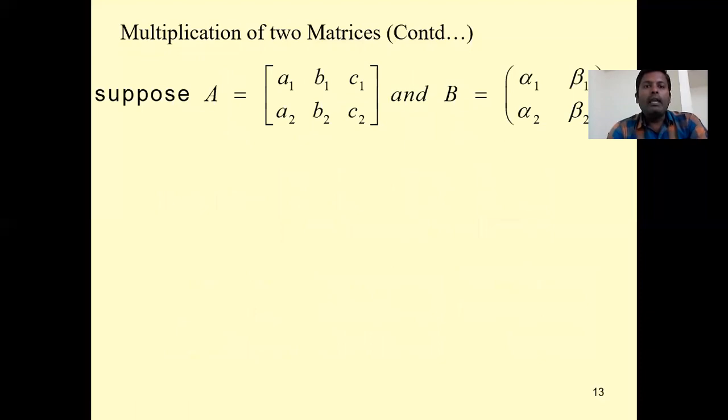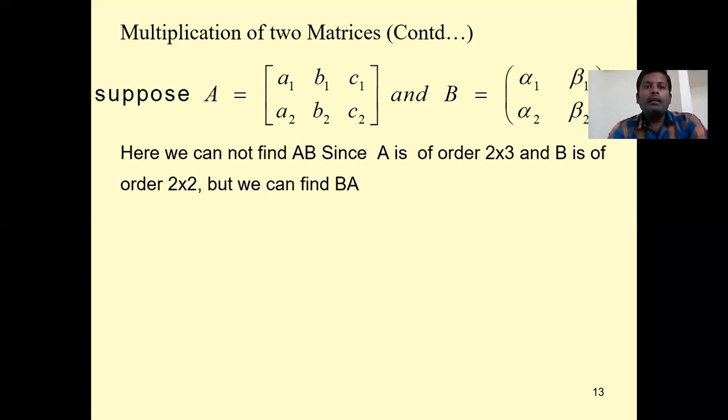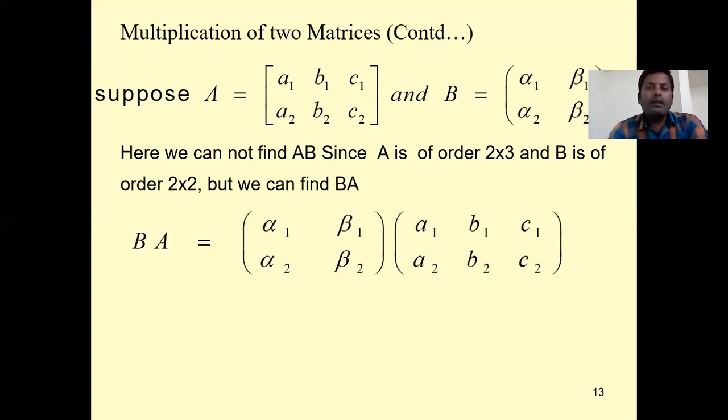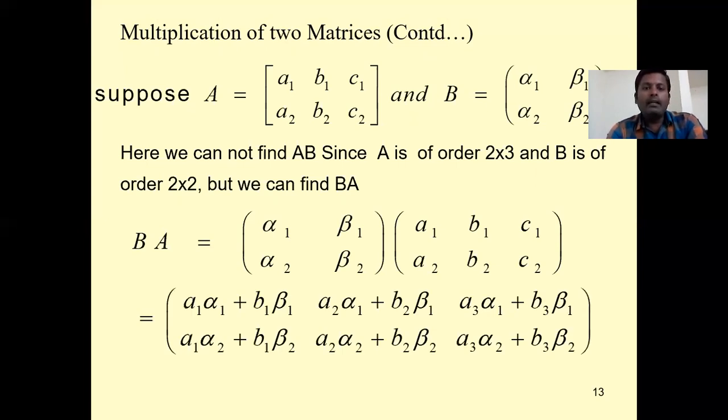Suppose A is equal to [A1, B1, C1; A2, B2, C2] and B is equal to [alpha 1, beta 1; alpha 2, beta 2]. Here we cannot find AB since A is of order 2 by 3 and B is of order 2 by 2. But we can find BA, that is, [alpha 1, beta 1; alpha 2, beta 2] times [A1, B1, C1; A2, B2, C2].